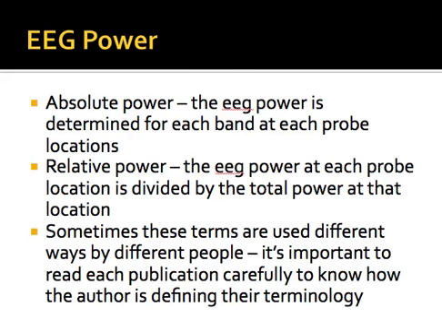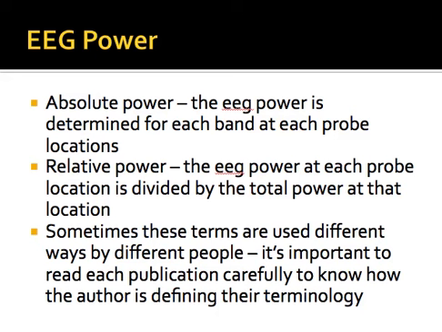Okay, so once all of this is done, one is ready to begin to calculate some of the parameters of the EEG. And the first and most common one that's calculated is EEG power. And there are two ways to talk about EEG power. One is absolute power. In absolute power, the EEG signal is typically windowed and filtered for each relevant frequency band, and then the power is determined for each band at each probe location. And it's just a determination of power.